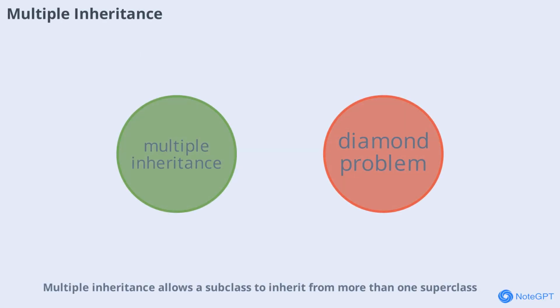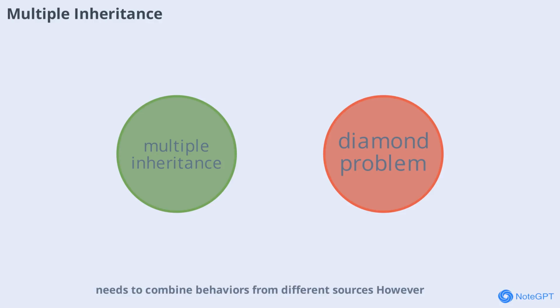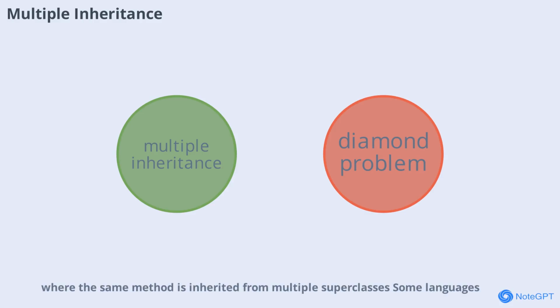Multiple inheritance allows a subclass to inherit from more than one superclass. This can be useful when a class needs to combine behaviors from different sources. However, it can also introduce complexity such as the diamond problem, where the same method is inherited from multiple superclasses. Some languages like Python support multiple inheritance, while others like Java do not. Instead, they use interfaces or similar constructs to achieve similar results.